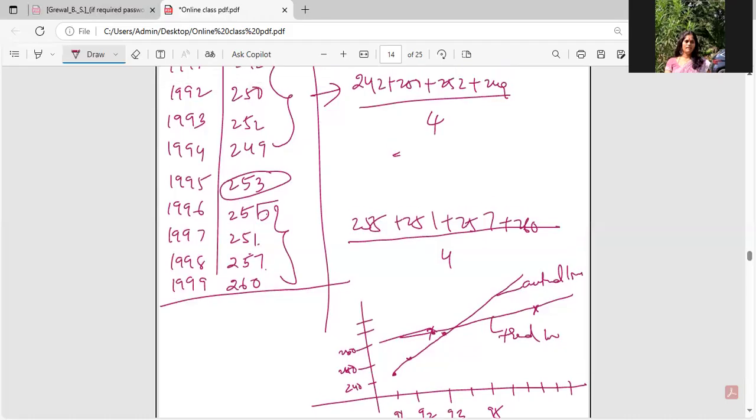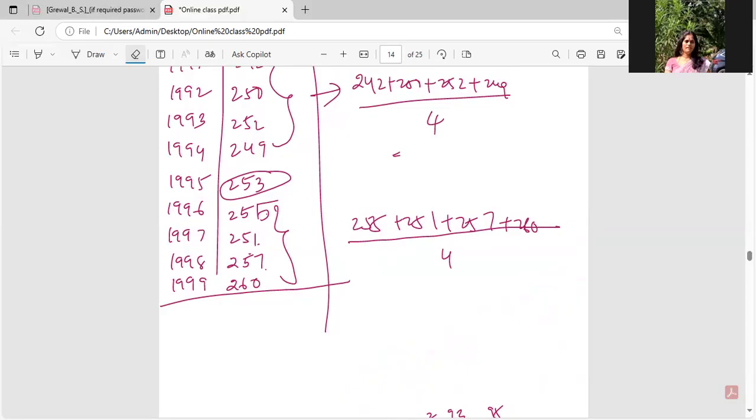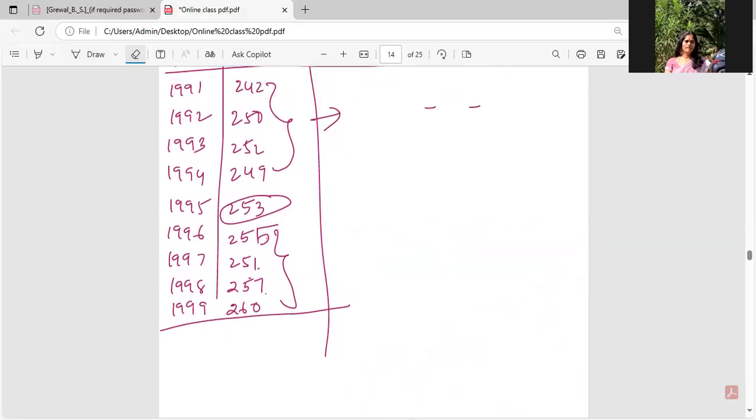Suppose I have the same problem given to me, guys, and I'm asked to find moving averages for 3 and moving averages for 5. What is it that I'll do? Let me show it in this very same example. Moving averages for 3, moving averages for 5. What do I do? Just see here.